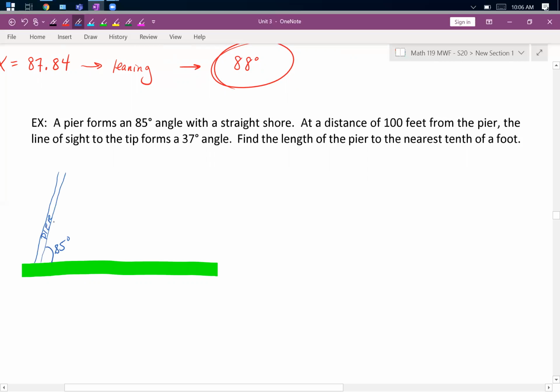At a distance of 100 feet from the pier, the line of sight to the tip forms a 37-degree angle. We want to find the length of the pier.